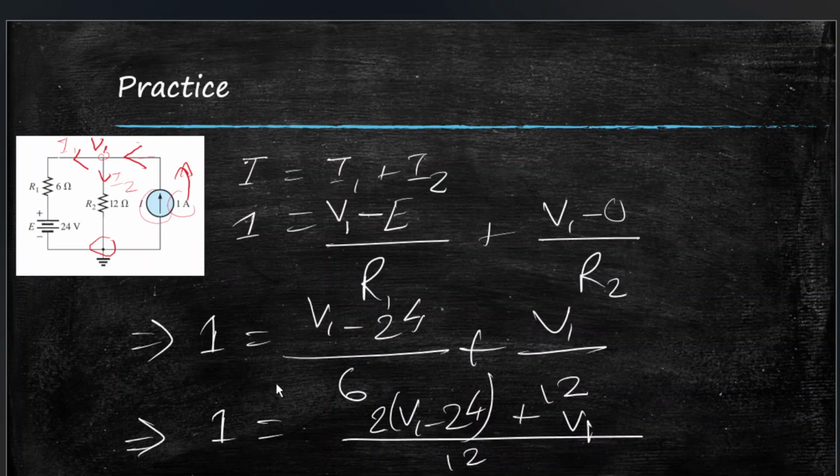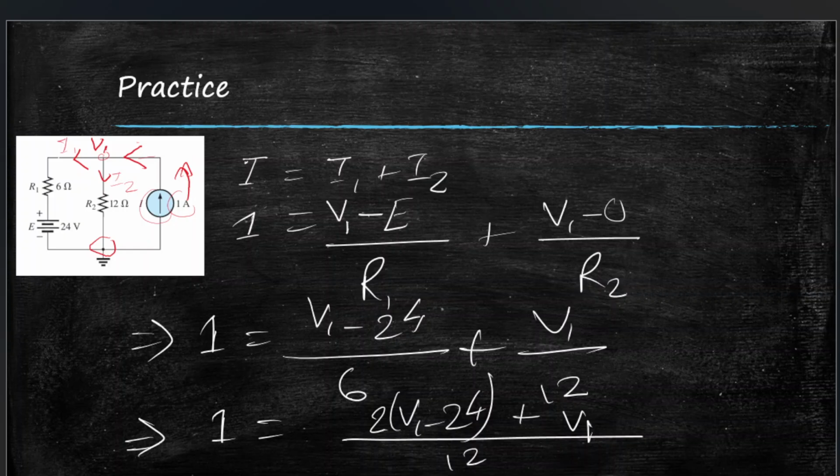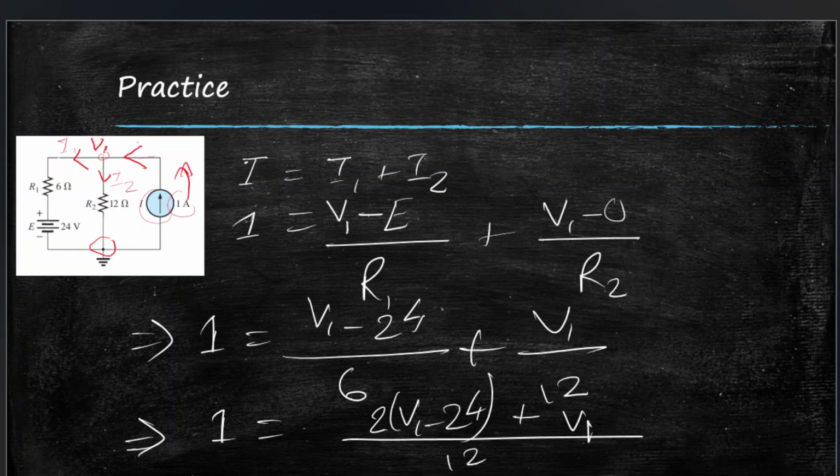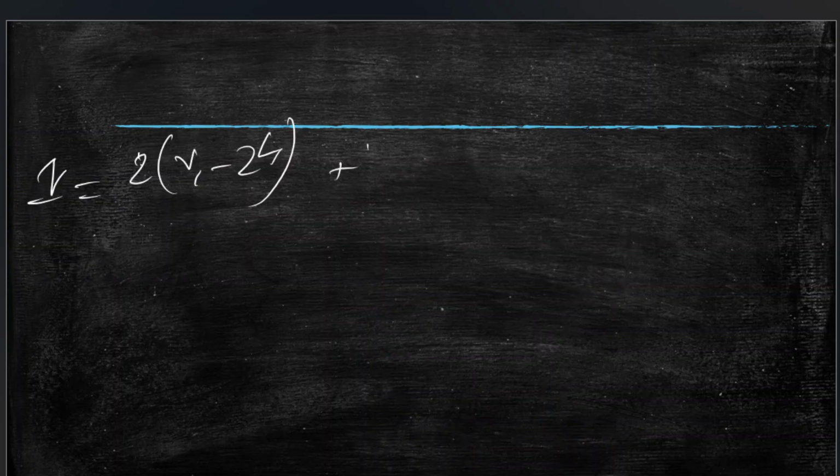Anyways, we can just remember 1 is equal to 2. 1 is equal to 25. What was it again? 2 into v1 minus 24 plus v1 over 12.